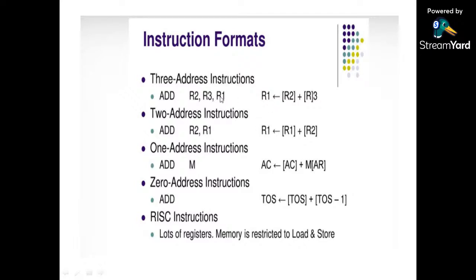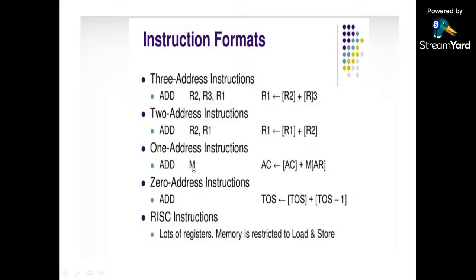Here also you can see r1 is specified in the last, so it is also read as source comma destination. So r2 and r3 are the source, and then r1 is the destination. So values from r1, r2, and r3 are fetched, and the addition is performed, and the result is stored in the r1 register.